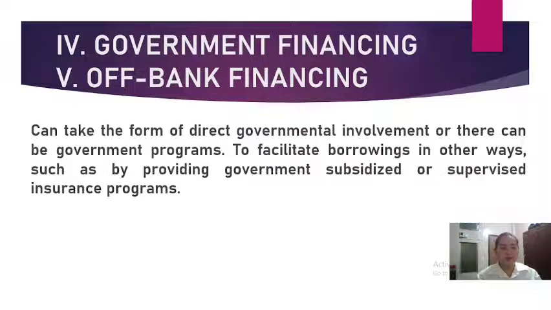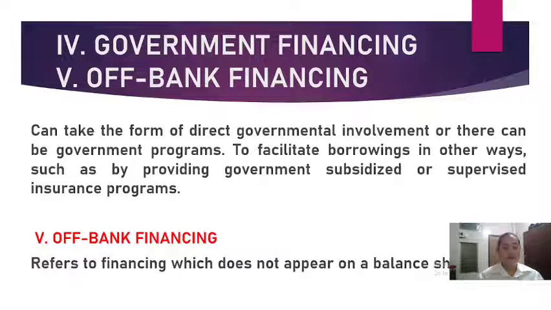Government financing can take the form of direct governmental involvement, or there can be government programs to facilitate borrowings in other ways, such as by providing government subsidized or supervised insurance programs. In other words, government financing is about the revenue and expenditure decisions of the local government. It covers the sources of revenue used by local governments, such as taxes, user fees, and intergovernmental transfers.